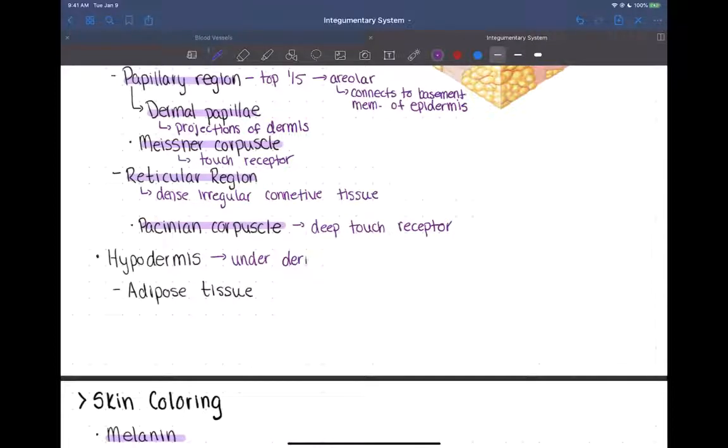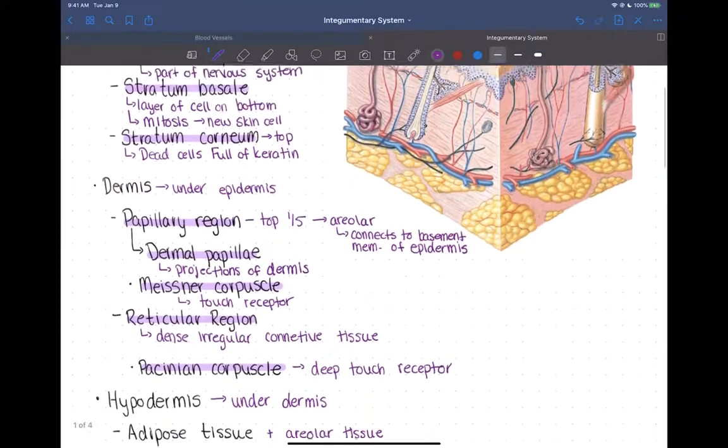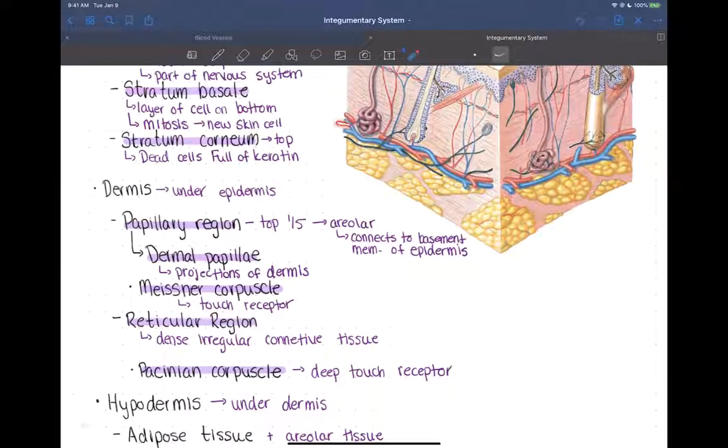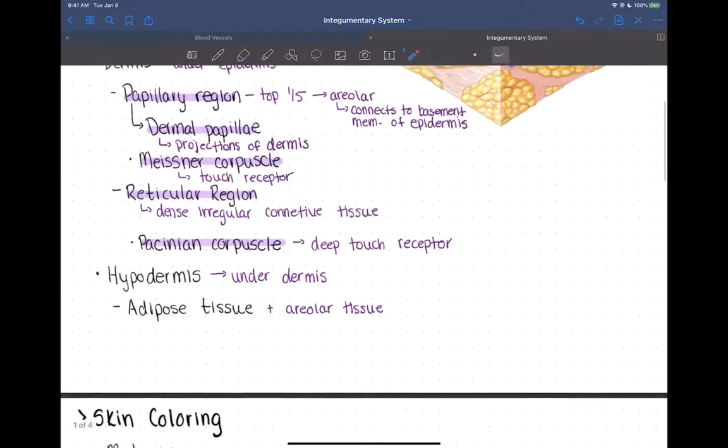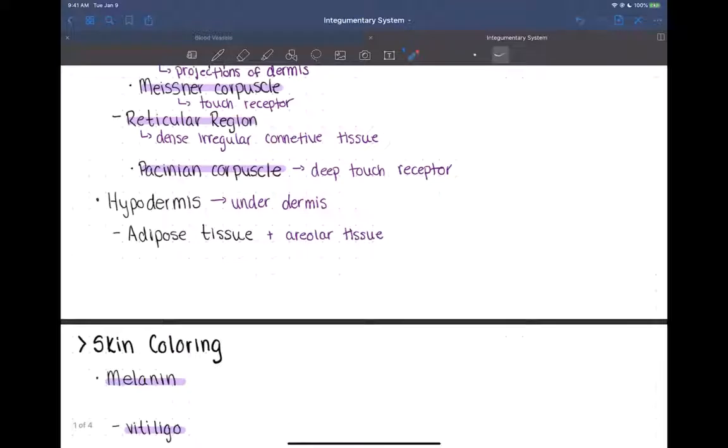All right, it is made up of adipose tissue and some areolar tissue mixed in with that. So if we look here, our dermis ends right about here. And so all this yellow would be adipose tissue, and we have some areolar tissue mixed in between it. So the hypodermis contains primarily adipose tissue, and there'll be some areolar tissue along with it. And the function of this hypodermis is for cushioning and protection.